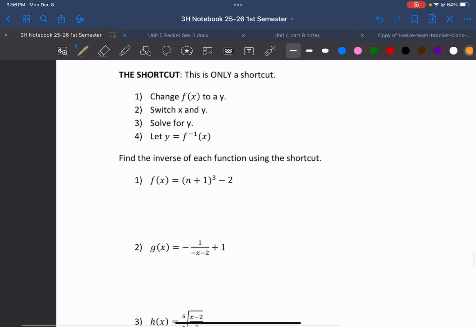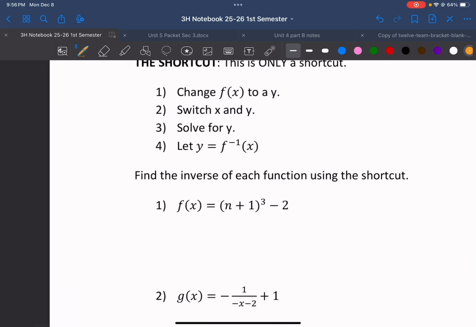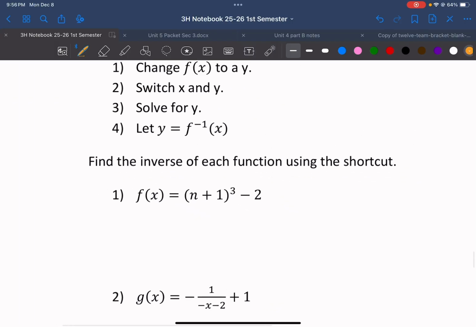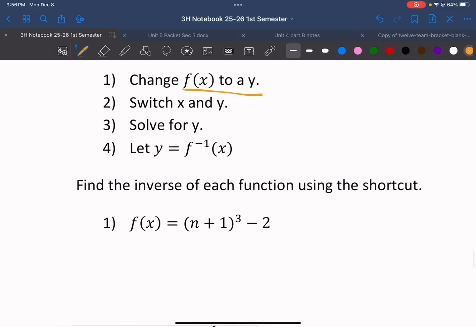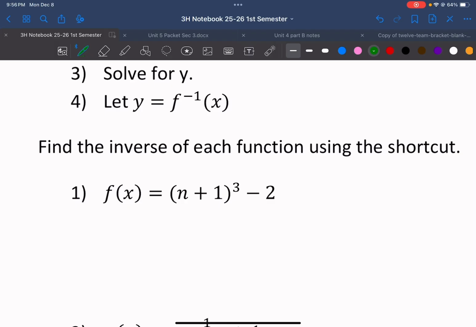It is to get your equation into x and y form, switch x and y, and then solve for y. You may have even heard of people doing this before with inverses. What we mean by switch it to x and y, or change f of x to a y, is get this thing in x and y form. F of x always means y. So this n becomes an x, and the f of x becomes a y.